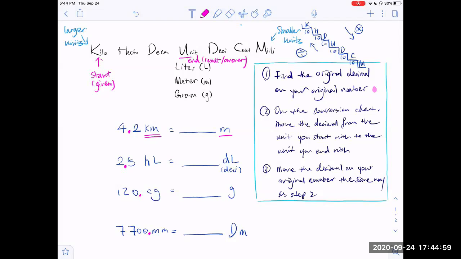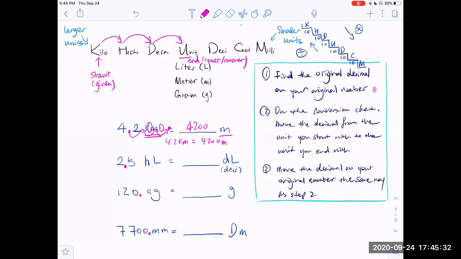So kilo needs to jump 3 times to the right in order to get to regular meter. That means our decimal also needs to jump 3 times towards the right. Okay, so this is where our decimal lands. And now you need to fill in the zeros. We have a 0 here, we have a 0 here, because in order for our decimal to be at the end, you have to put some zeros in front of it. Okay, so this is our final answer, 4,200. So 4.2 kilometer equals 4,200 meter.